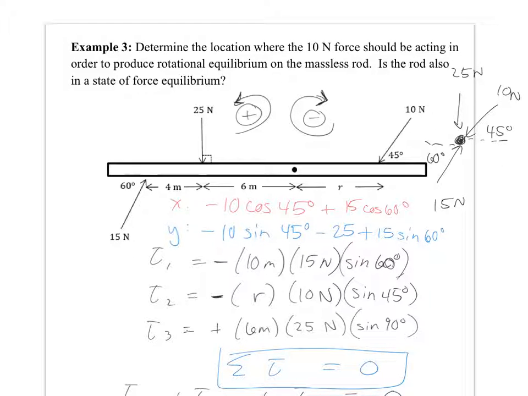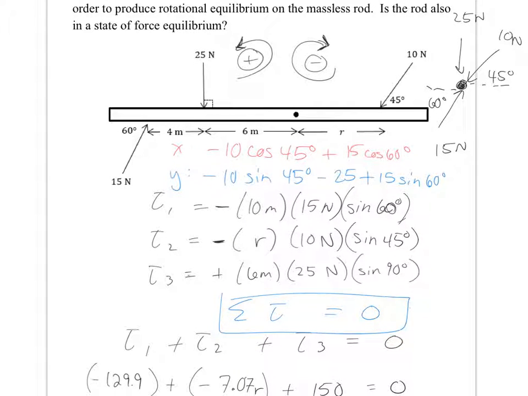So we would use this if you ask, is this object in a state of force equilibrium? Because earlier, what did we do? We wanted to find out the value of R that produced rotational equilibrium. That's why we found the torques and set the sum of the torques equal to 0. Remember we did this yesterday? Here it is. We set the sum equal to 0.